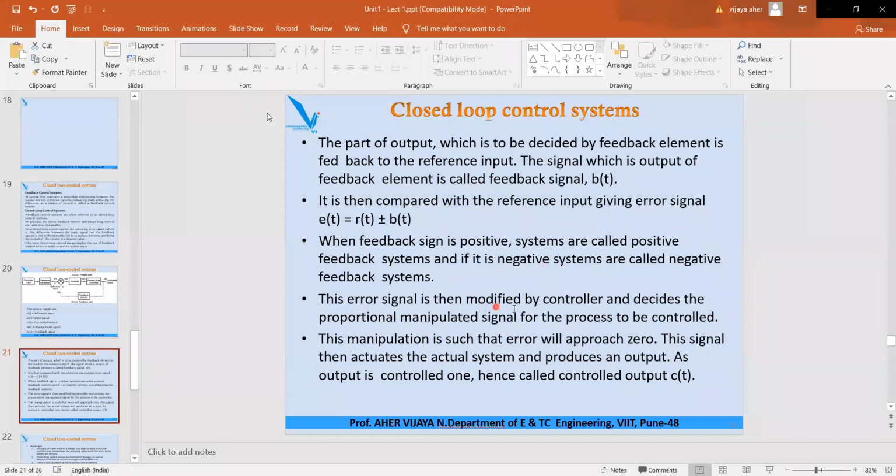This error signal is then modified by the controller, which generates the output and decides the proportional manipulated signal for the process which is to be controlled. The manipulation is such that the error will approach zero. This signal then actuates the actual system and produces an output. That output is nothing but at the desired value. As the output is the controlled one, it is called the controlled output, denoted by the letter CT. So CT is nothing but the controlled output.